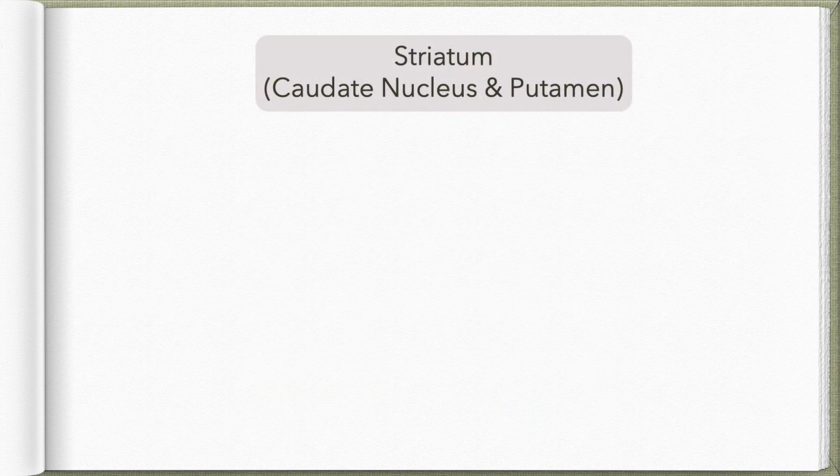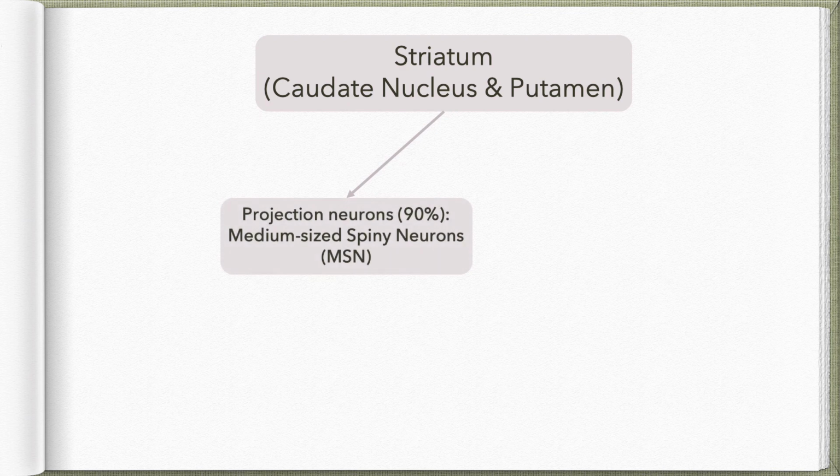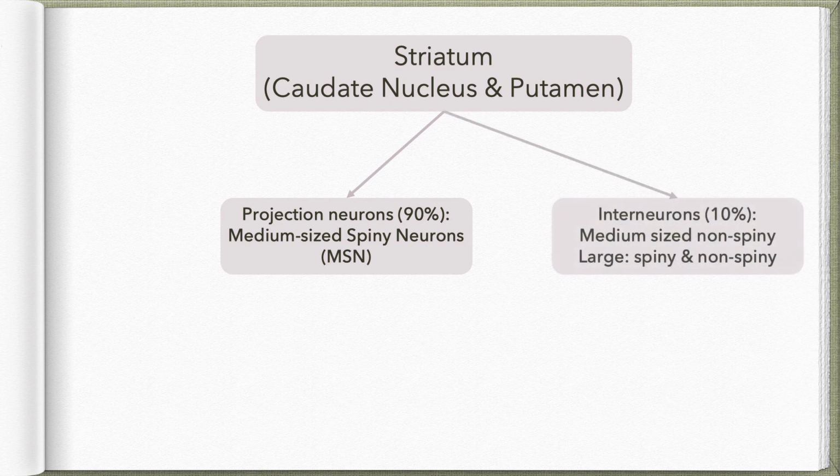This caudate nucleus and putamen are made up of two different types of neurons. 90% of these neurons are projection neurons, which are medium sized and they show spines on their surface, so they are known as medium sized spiny neurons, otherwise known as MSN. The remaining 10% neurons are the interneurons, which are either medium-sized non-spiny neurons or they are large neurons which may or may not be showing spines on the surface.